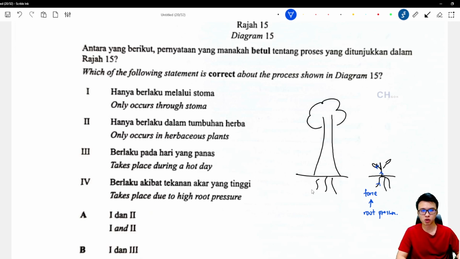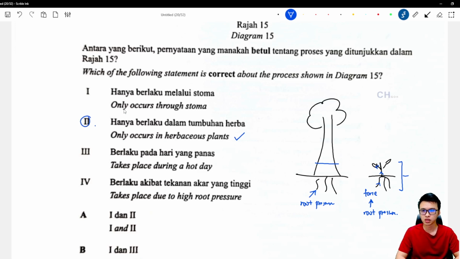So let's say you have a tall plant like this. The root pressure is not strong enough to push all the way to the leaf. So maybe the water stays here; the pressure is enough to push the water until here only. So the first thing is the plants must be short. Only occurs in the herbaceous plant, yes, because woody plants are normally tall plants.